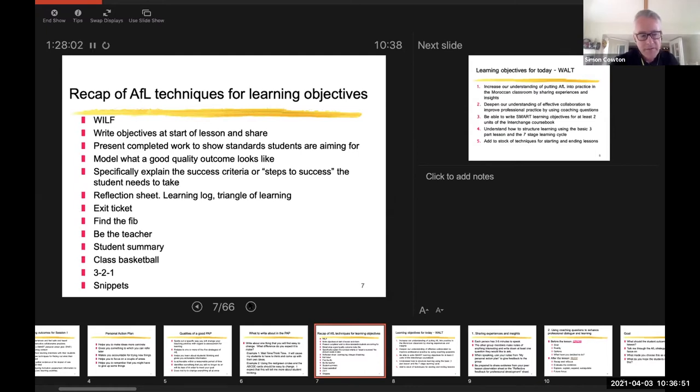We also had the reflection sheets, learning logs, triangle of learning as a way. I don't know if anybody used those because nobody wrote it on their action plan, their PAP. I don't know if anybody used those. And if they did use them, I don't know what the context was. I don't know why they used them. And I don't know what the impact was. So I don't know anything.